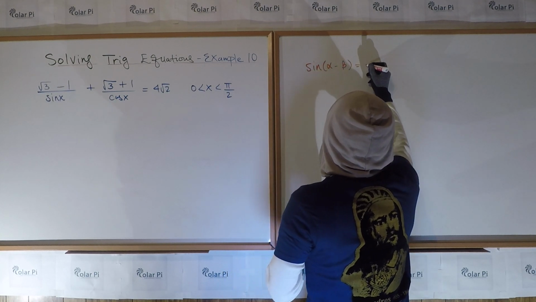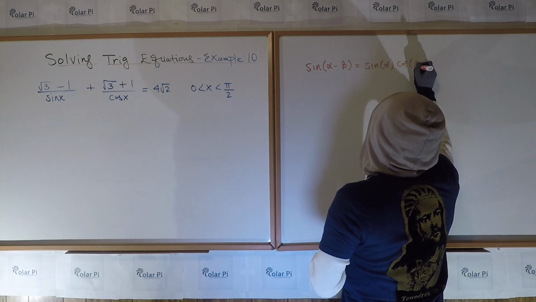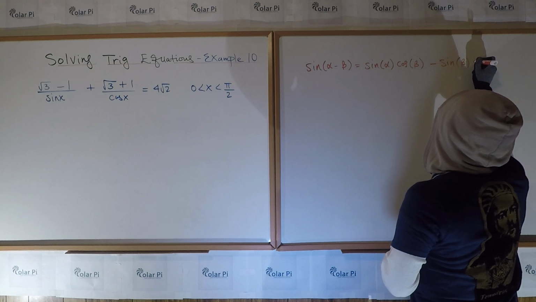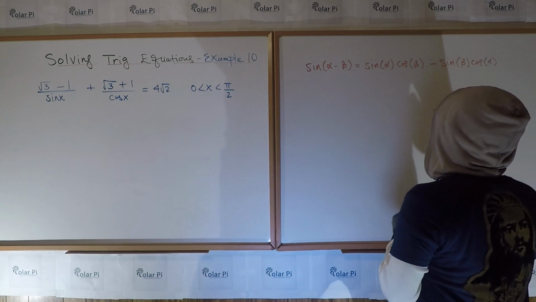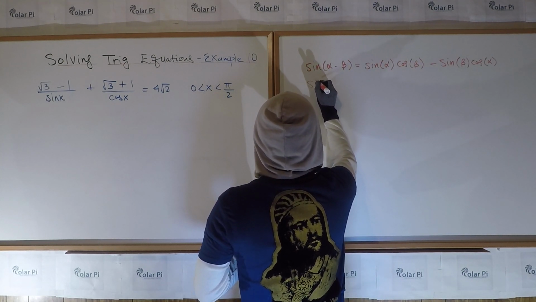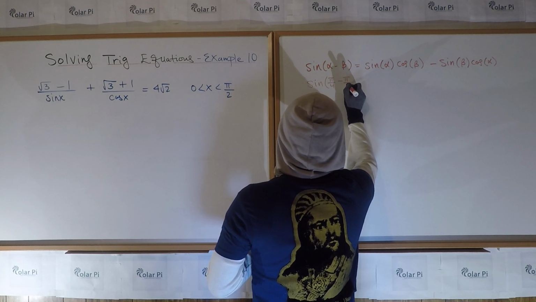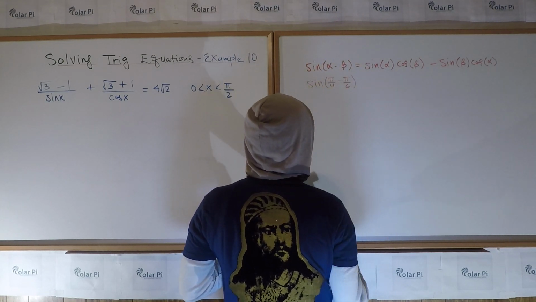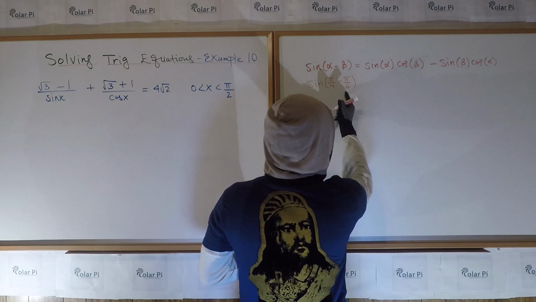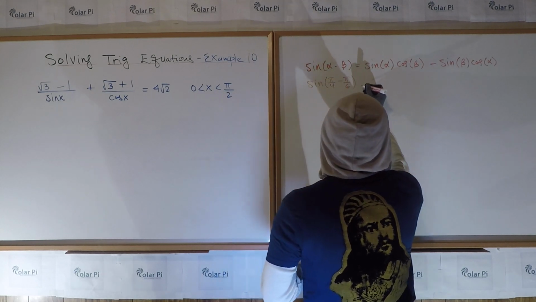equal to sine alpha cosine beta, and then it's minus sine beta cosine alpha. And I write this because we're going to use it to write sine of pi over 4 minus pi over 6. So I'm saying alpha is pi over 4 and beta is pi over 6. And this clearly is sine of pi over 12. Pi over 4 minus pi over 6 is 45 minus 30, which is 15. So we're trying to find sine of 15.